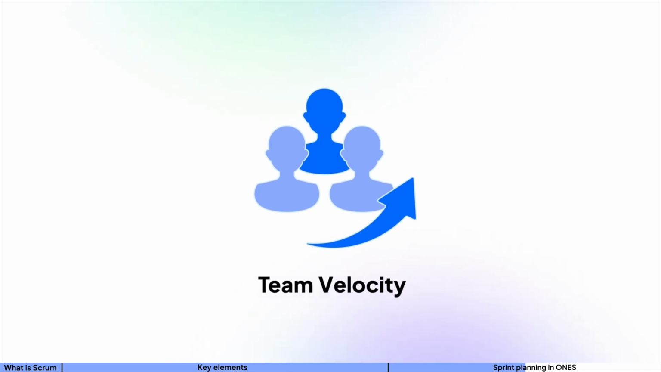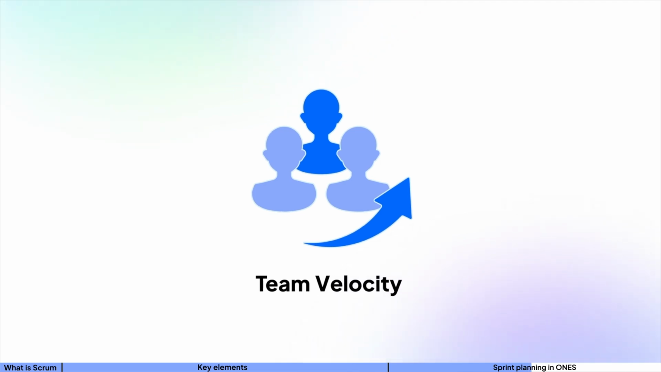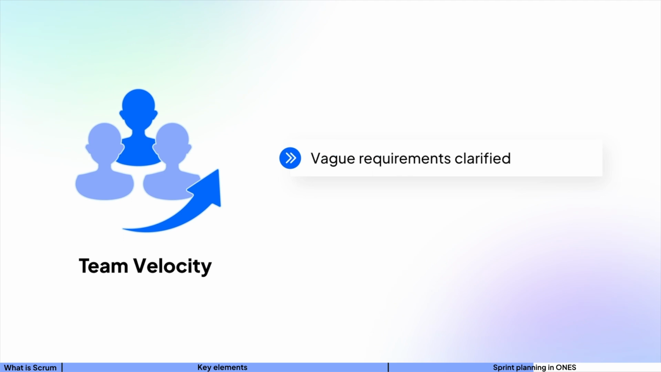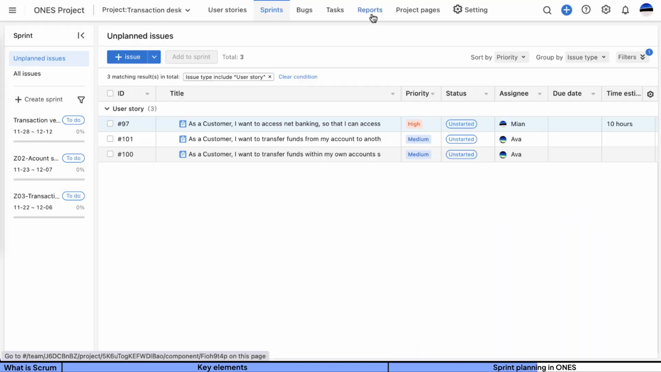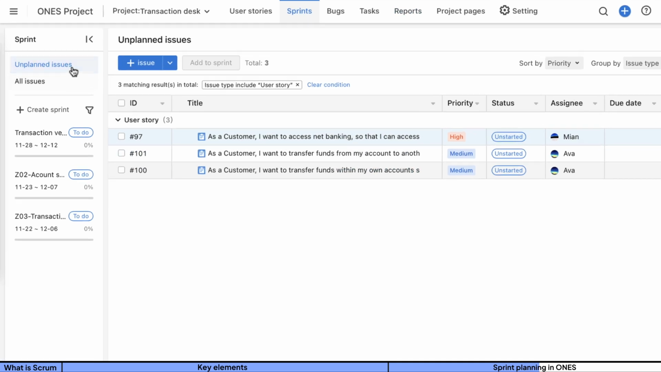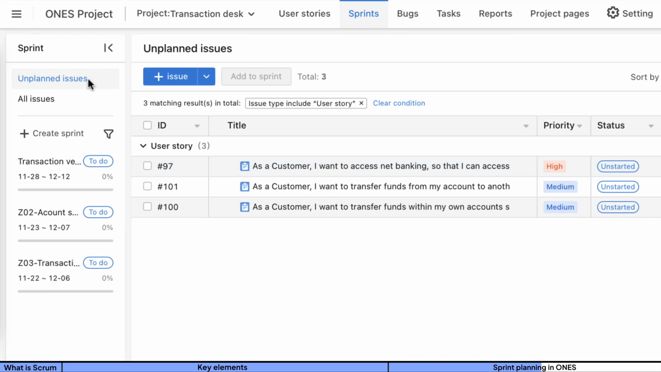When you have a clear idea of team velocity, you can estimate the number of product backlog items to be planned into the next sprint. In this step, the vague requirements should be clarified and the definition of done should be decided. Now, let's plan issues into sprints.